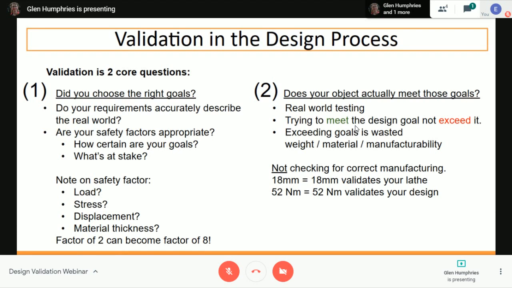All right, and question number 2, the other half of validation. Does your object actually meet the goals that you set for it? And I want to focus on the word meeting those goals. We're not trying to exceed those goals. If you exceed the goals, then you're carrying around wasted weight, wasted material. You might have made it out of material that's much more expensive and stronger than it needs to be, because if your design goal was correct in the first place, it should be just good enough to meet it. And as an engineer, your job is to design these components to do a particular job, not to be good at a much bigger job that's unnecessary. Okay? That's one of the big focusing points of validation question number 2 there.